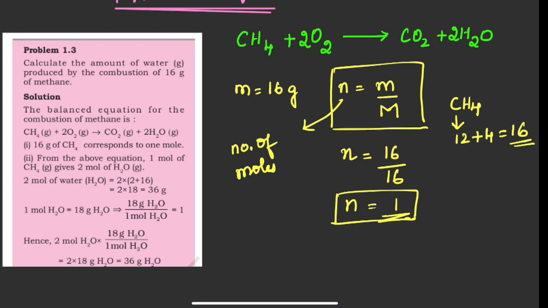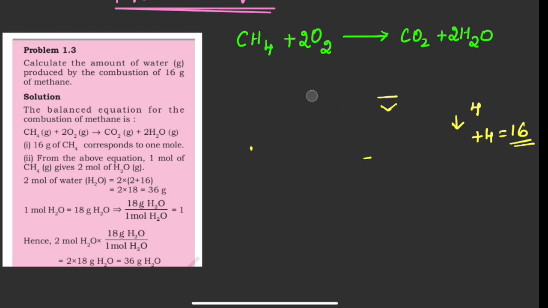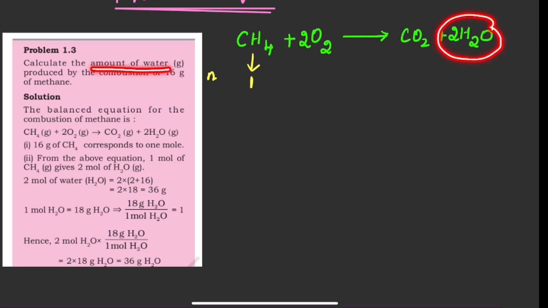So now instead of using the weight, we are going to use the number of moles, which is nothing but equal to 1. So now I'll write the number of moles of methane. So I'll write here the number of moles N for methane is 1. And then for what they are asking in the question, calculate the amount of water produced. Water. So for water we should know the number of moles. So we don't know the number of moles because it is not given in the question. So write it as X.